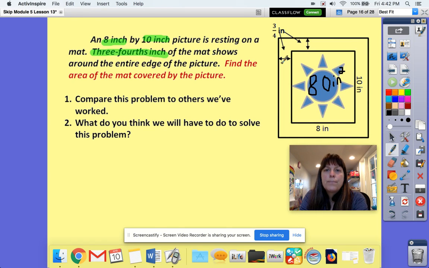So we know that from here to here, it's 3/4 of an inch. Okay, so let's just focus on this, and we'll call it the length. What is this? Okay, this is going to be 10 inches, right? Because the opposite side of a rectangle is equal. So that's going to be 10 inches from here to here. And we need to know what's this part here and what's this part here. Well, it tells us it's 3/4 of an inch.